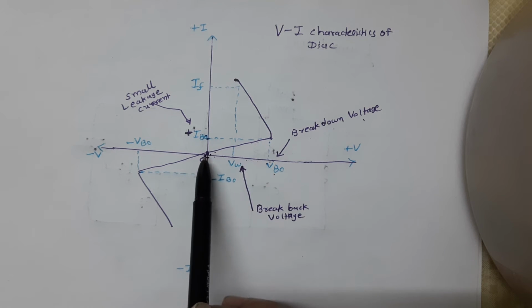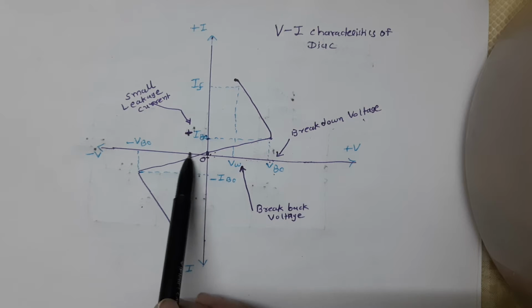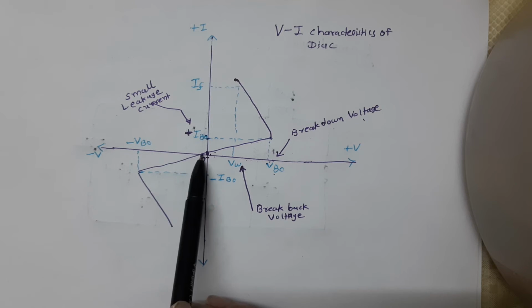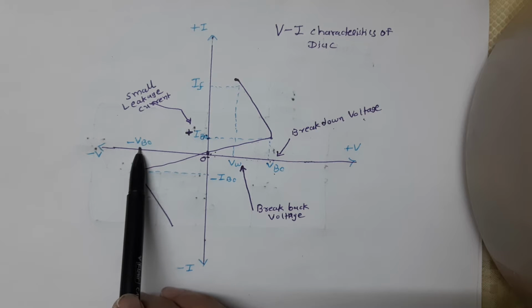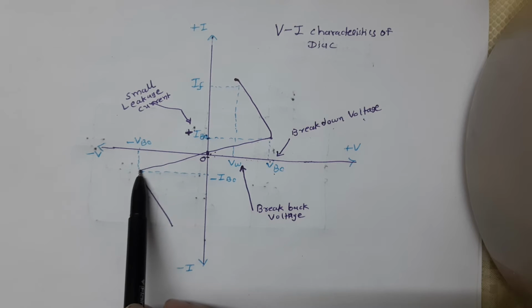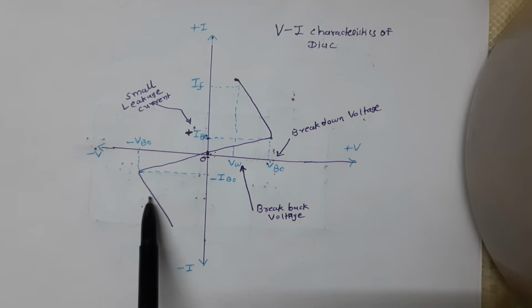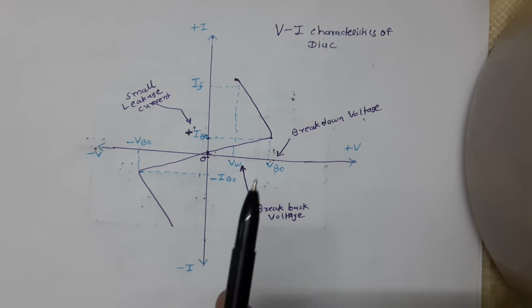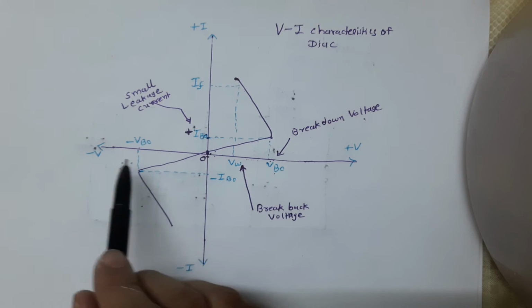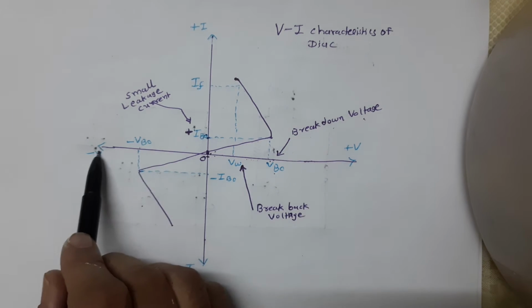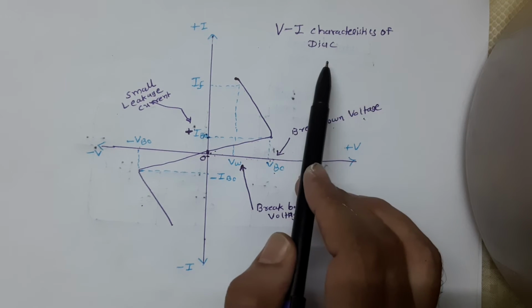In the same way in the negative direction, when we increase the negative voltage, current increases according to the voltage. But when it reaches minus VBO, the minus breakover voltage, at that point again the voltage decreases and the current increases. This is your positive I, this is your V plus, V minus. This is your V-I characteristics of the diac.